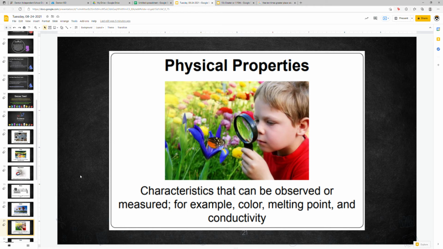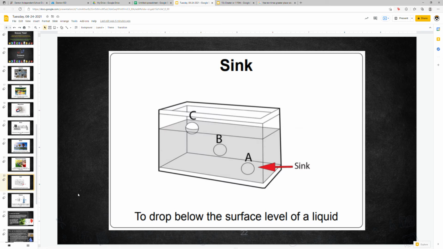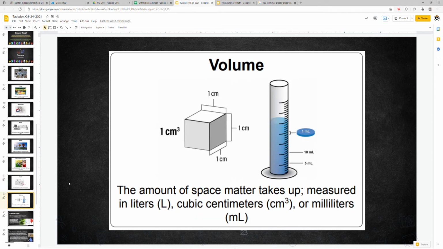Physical properties. Physical properties are characteristics that can be observed or measured. For example, color, melting point, and conductivity. Just like float, we also have sink. If something sinks, it drops below the surface level of a liquid. Volume is new for 4th grade. We didn't have that in 3rd grade. So, volume is the amount of space matter takes up. It's usually measured in liters, cubic centimeters, or milliliters.